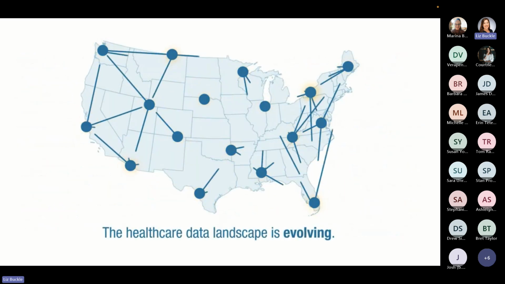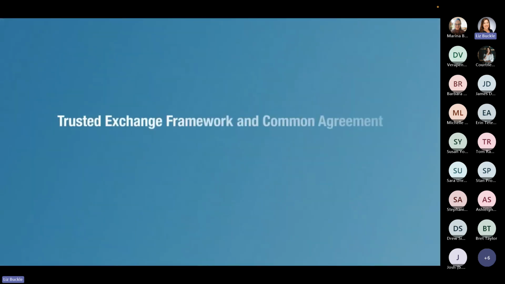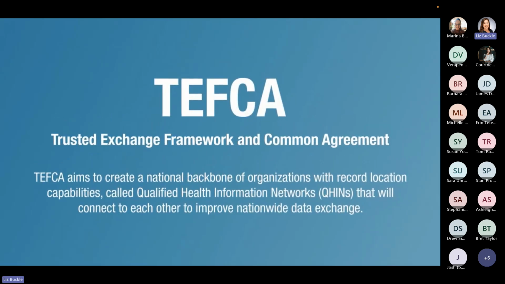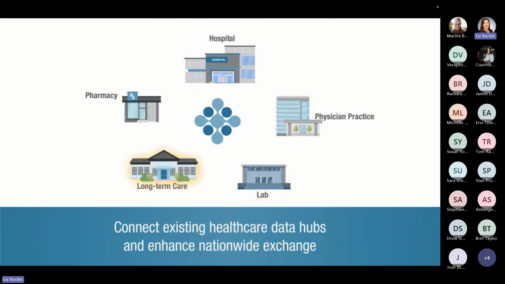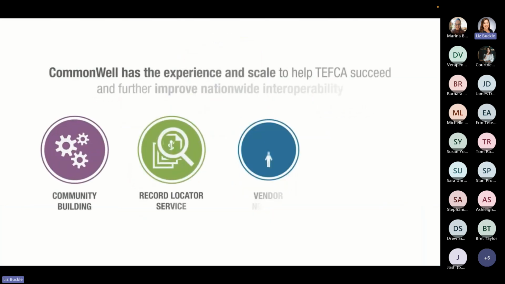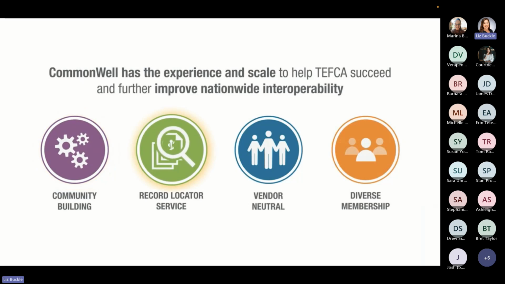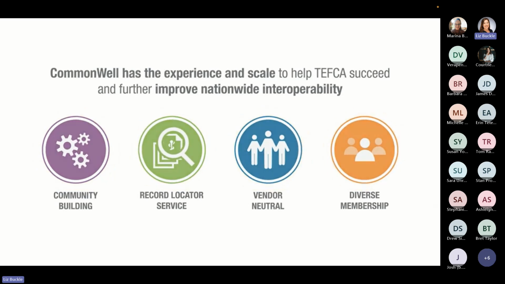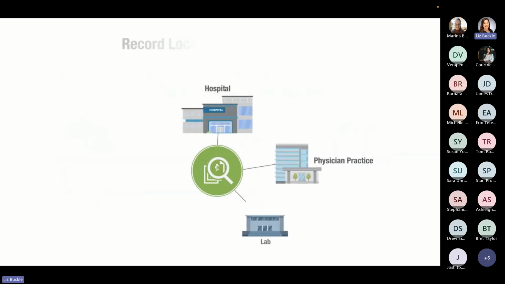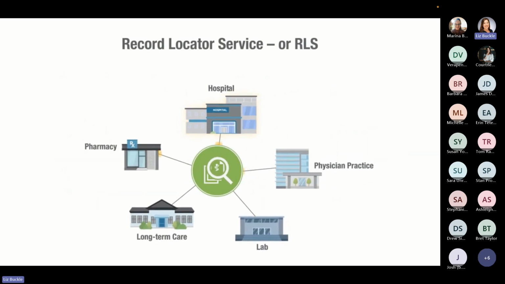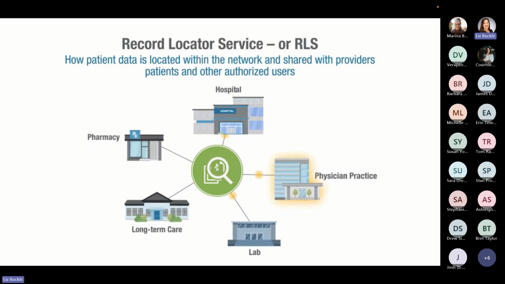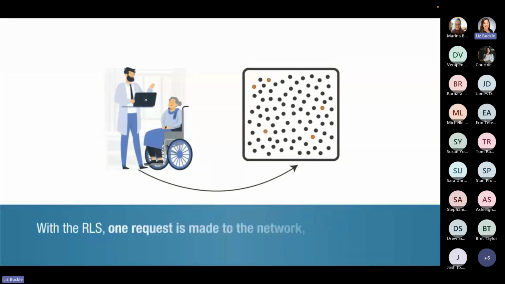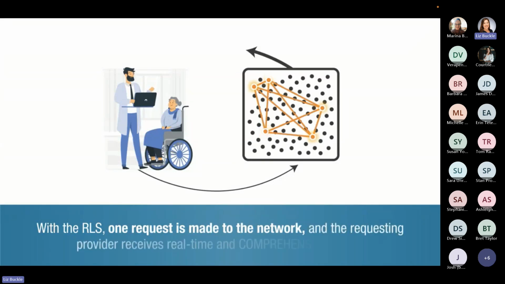The healthcare data landscape is evolving. The new Trusted Exchange Framework and Common Agreement, known as TEFCA, is a government-level initiative to connect existing healthcare data hubs and enhance nationwide exchange. CommonWell has the experience and scale to help TEFCA succeed and further improve nationwide interoperability. CommonWell has developed a nationwide record locator service, or RLS, which is how patient data is located within the network and shared with providers, patients, and other authorized users. With the RLS, one request is made to the network, and the requesting provider receives real-time and comprehensive results.